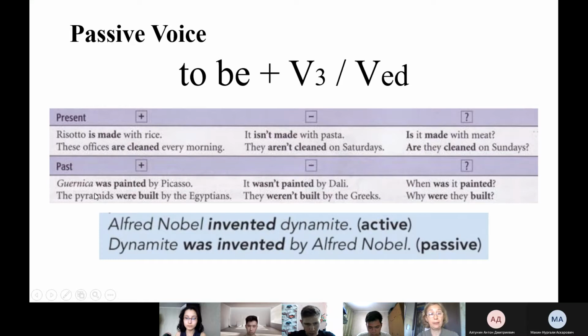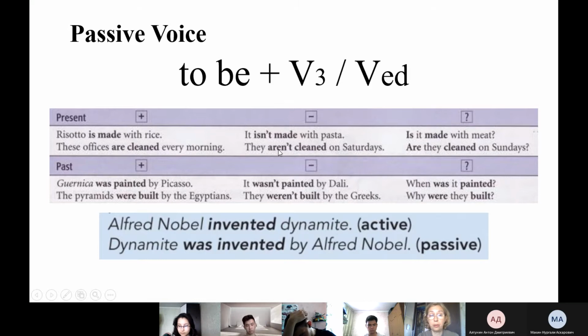As for the past simple passive, we use the verb to be in the past simple. То есть глагол to be уже в прошедшем времени. So, affirmative sentences. Guernica was painted by Picasso. Картина Герника была написана Пикассо. Or the pyramids were built by the Egyptians. Пирамиды были построены египтянами. And you can see the verb to be has the form was and were. То есть уже глагол to be используется в прошедшем времени. А смысловой глагол, основной глагол, также используется в третьей форме. Painted or built. Build, built, built.